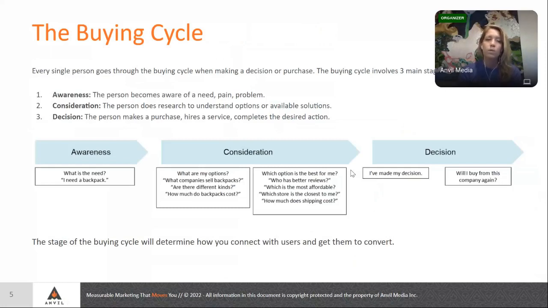So this is where the person will start to do research to understand what options are available, what solutions are available, and what types of options would best suit their needs. And then the third phase or the third stage is the decision. So this is when the person makes a purchase, they hire a service, they complete whatever that desired action is. So that is when the conversion happens. And so as Carrie was saying, whatever stage of the buying cycle you are trying to communicate to will obviously then determine how you craft your calls to action, how you are able to connect with your users and actually get them from just users and get them to convert to become leads or potential customers.